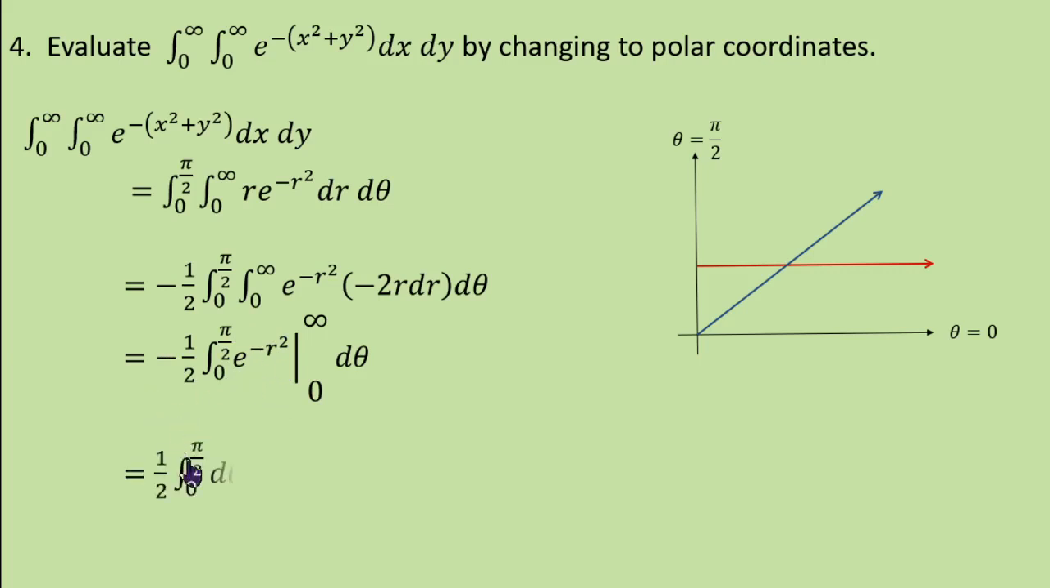And hence half into integral 0 to pi by 2 d theta. Integral of 1 with respect to theta is theta. Upper limit is pi by 2. And hence pi by 2 into half, that is pi by 4. So, that is the required answer. I hope you got the idea how we can change from Cartesian to polar form. Okay, we will discuss one more problem to get the idea.